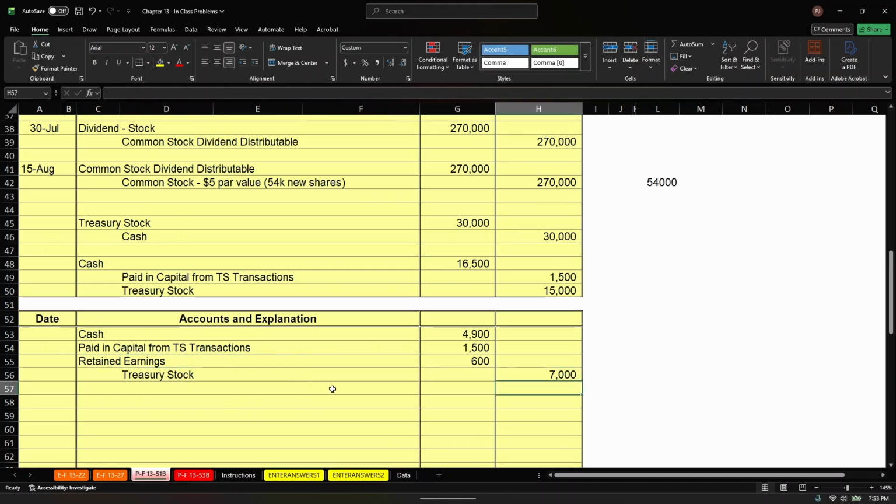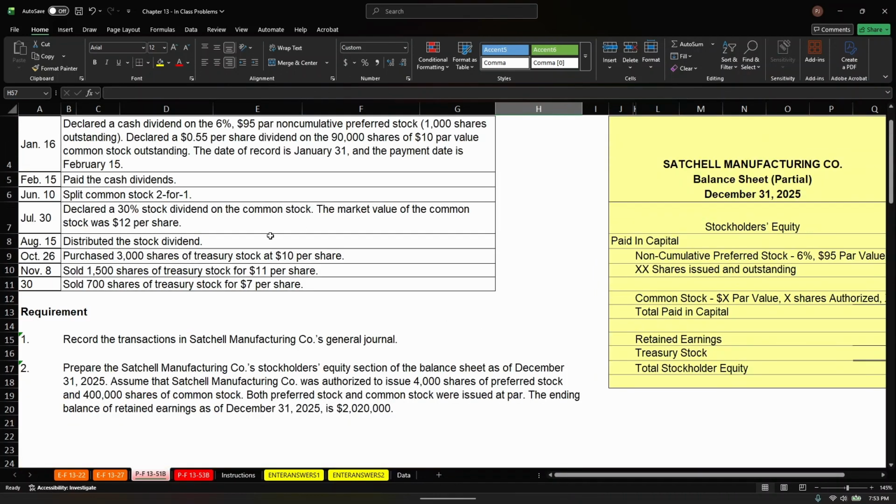But we still have some shares, right? Because we bought 3,000, but we've only sold back 2,200. So how many shares do we still have? We still own 800 shares, right? 3,000 minus 1,500 minus 700 is 800. So this is going to affect how many shares are outstanding.